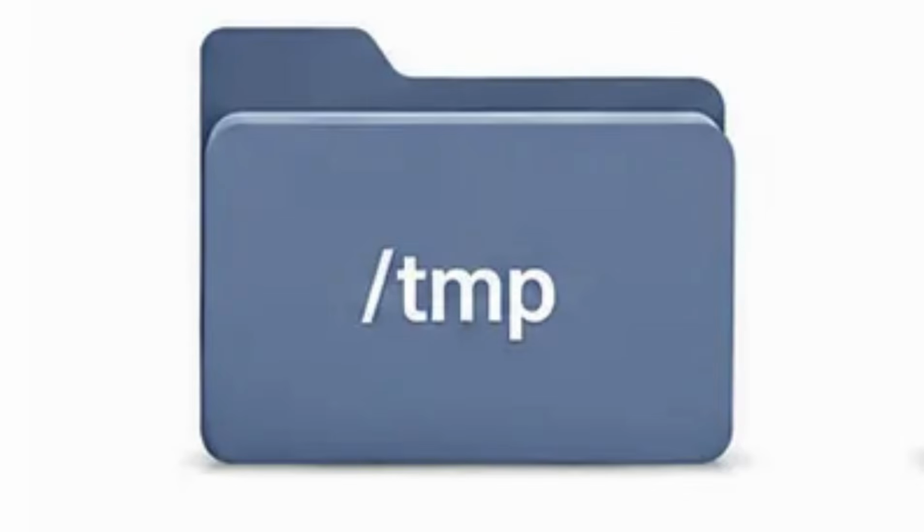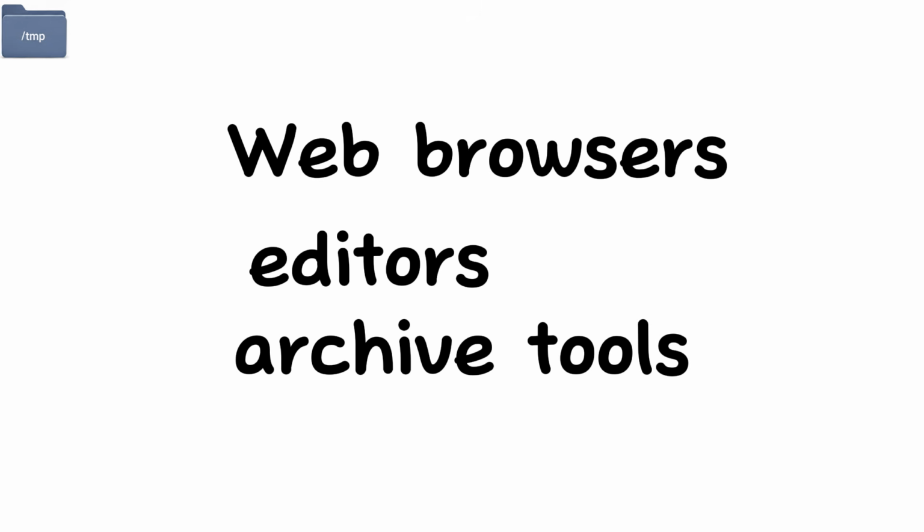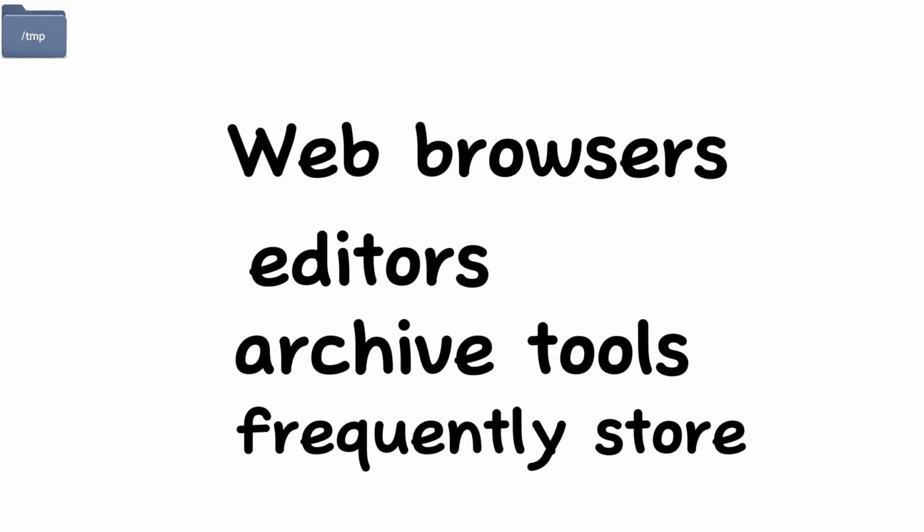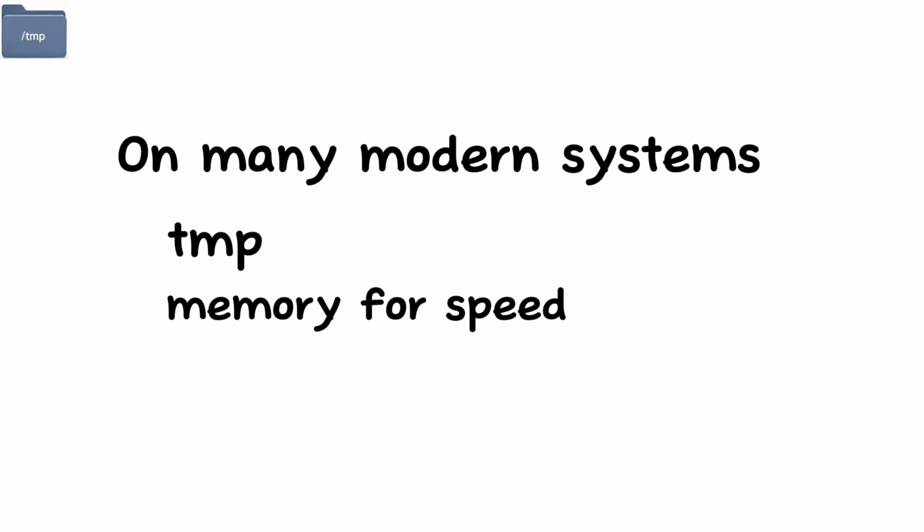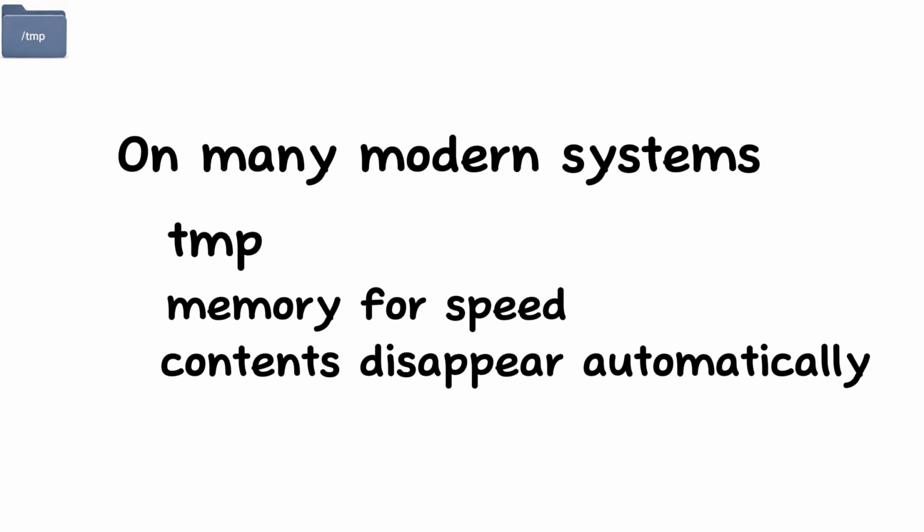Tmp directory. Applications use this location for temporary files that only need to exist briefly. Web browsers, editors, and archive tools frequently store working data here while tasks are running. On many modern systems, tmp exists entirely in memory for speed, so its contents disappear automatically after shutdown.